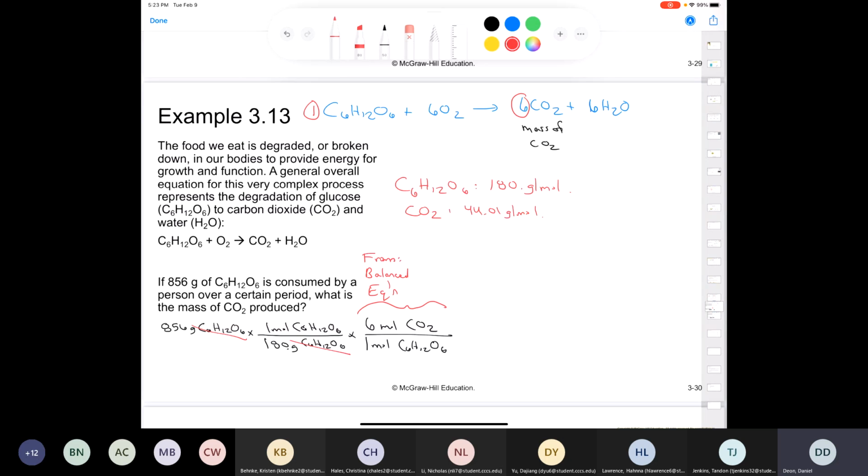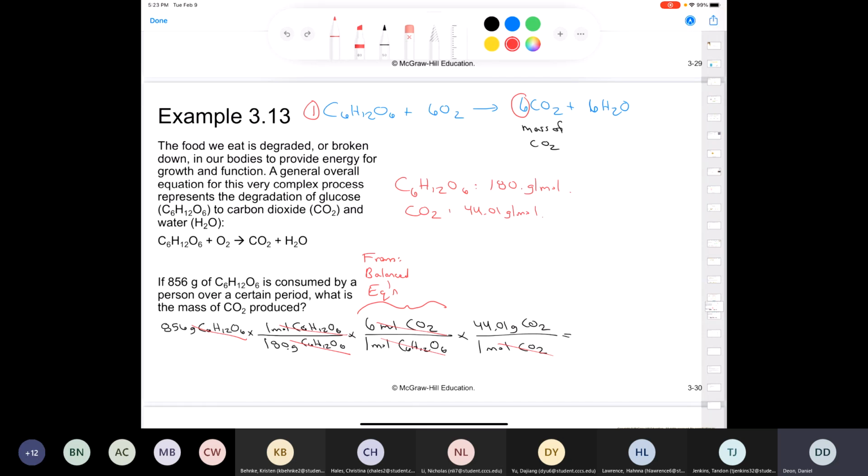Now again, if I was to stop here, all I would have is the moles of carbon dioxide, but I want the mass of carbon dioxide. So I'm going to say in every 1 mole of carbon dioxide, I've got 44.01 grams of carbon dioxide. There we go. All my conversion factors work out. When I punch all that into my calculator, 856 divided by 180, multiplied by 6, multiplied by 44.01.